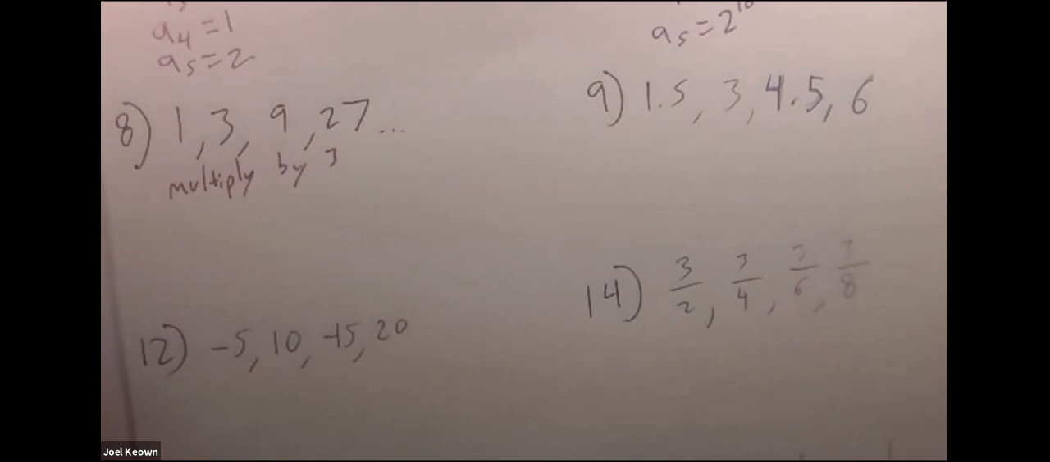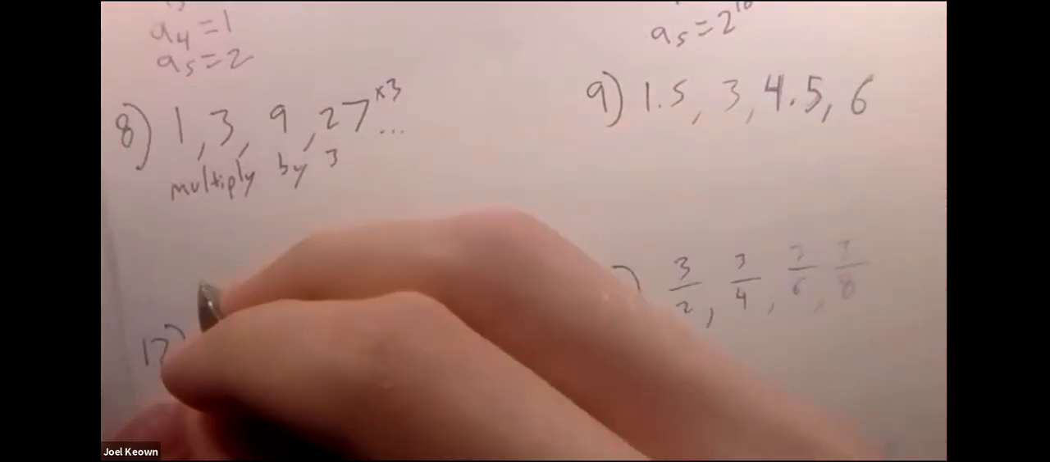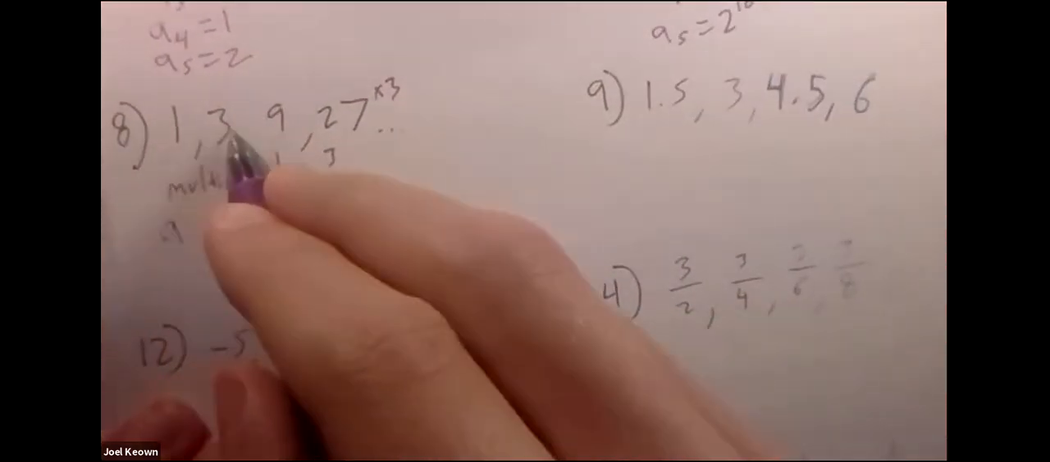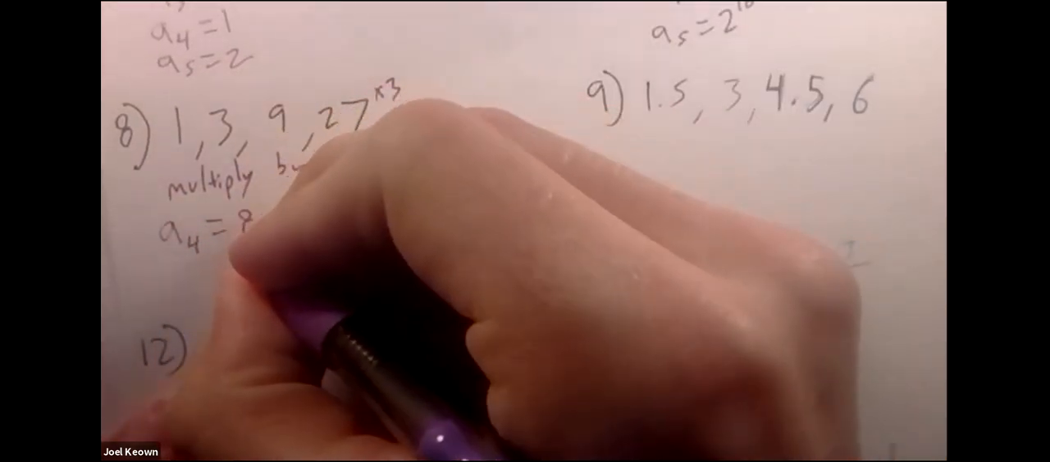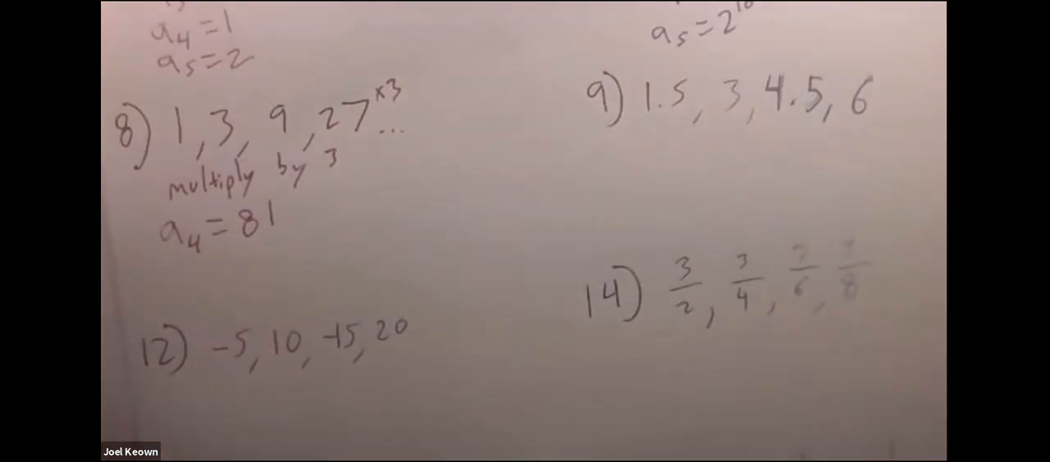There's a good description. Okay. Now, what's my next term? Well, if I multiply 27 by 3, my next term, I'll call it a sub 1, 2, 3, 4. A sub 4, my fourth term, would be 81. And then what is my rule?